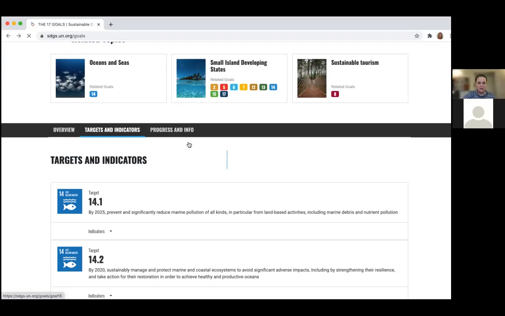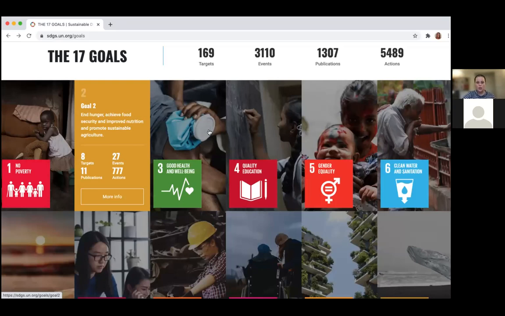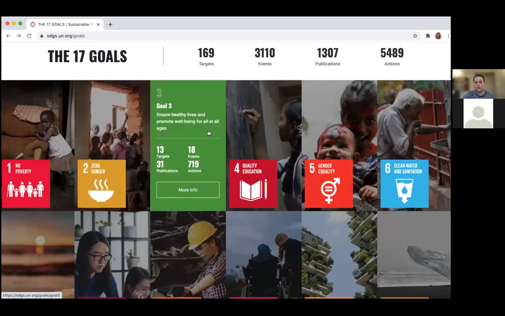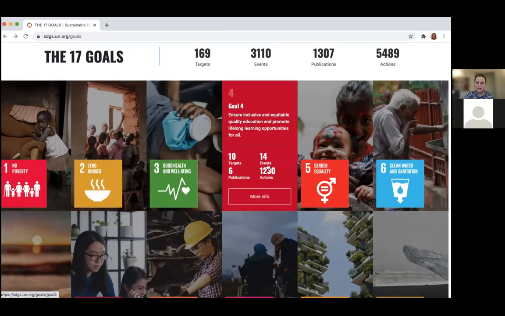So let's go back. Zero hunger is to end hunger, achieve food security and improve nutrition. Good health: ensure healthy lives and promote well-being for all at all ages. This is a target and a goal that many organizations choose because they choose the well-being of their own employees. So if an organization or a company makes a pledge towards goal 3, it's really about the wellness of their employees and how to make sure mental health is solid and this kind of initiative.